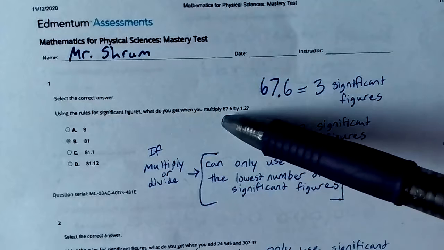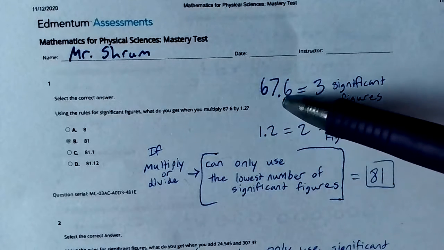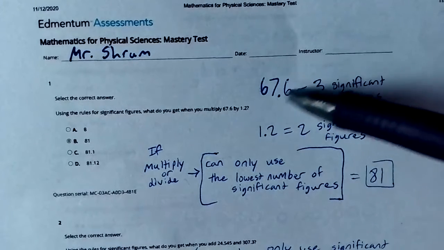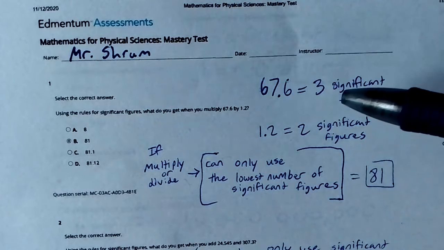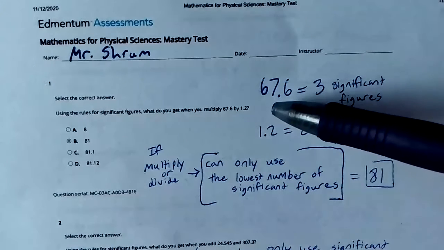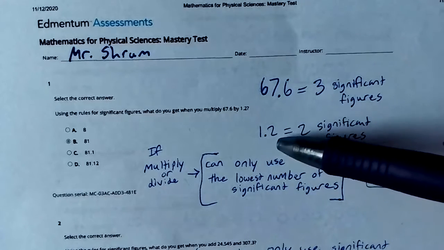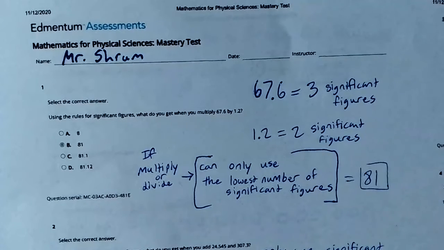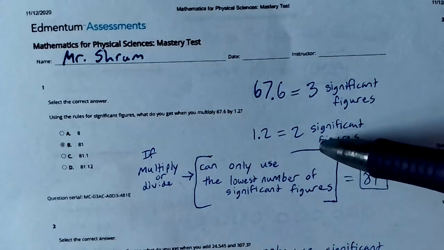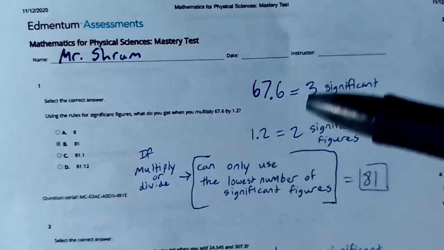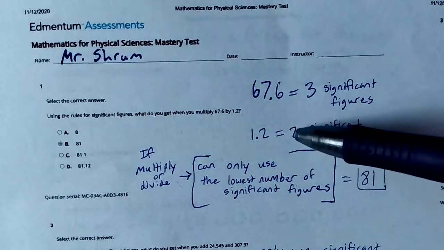So if we have 67.6 and you're multiplying that by 1.2, you can look at these numbers and count these significant figures. So 1, 2, 3, you're just counting the numbers here. 67.6 has 3 significant figures. 1.2 has 2 significant figures. However, when you multiply or divide, you can only use the lowest number of significant figures.